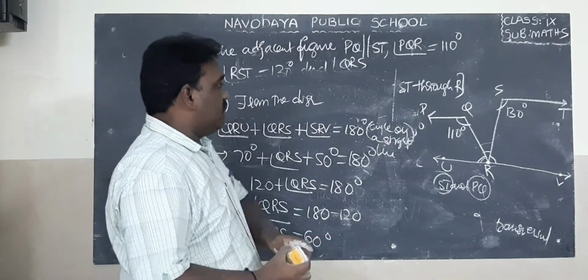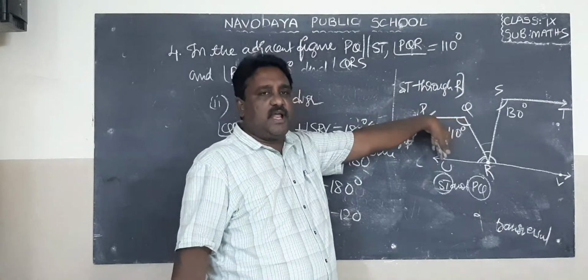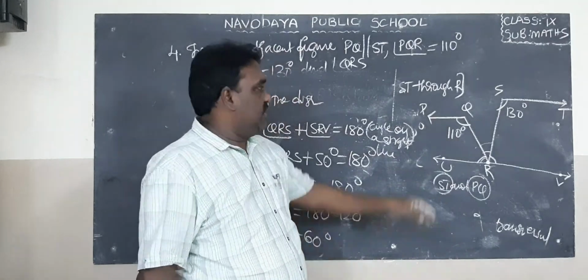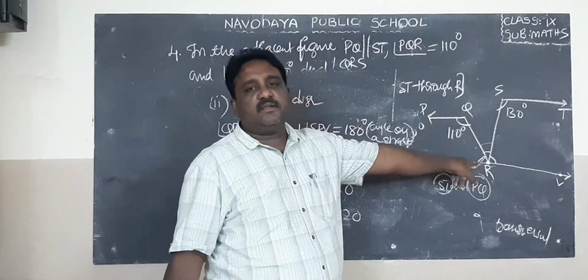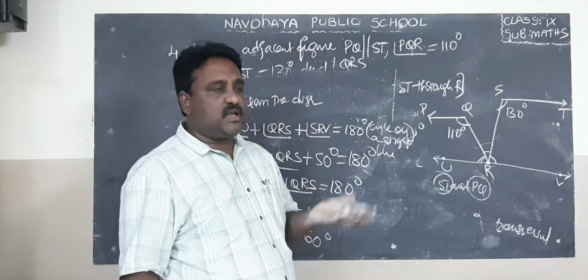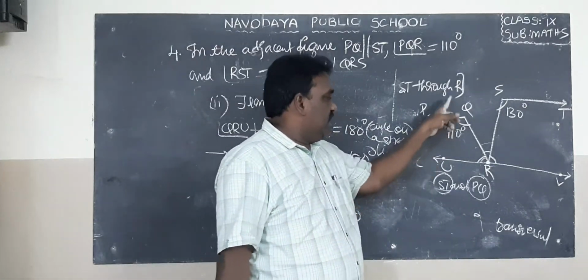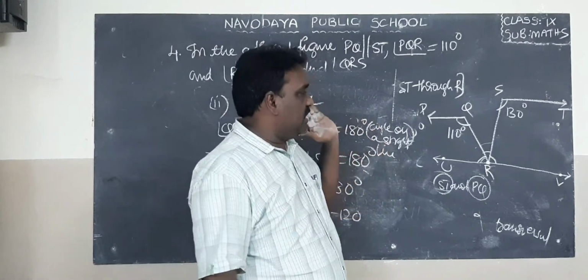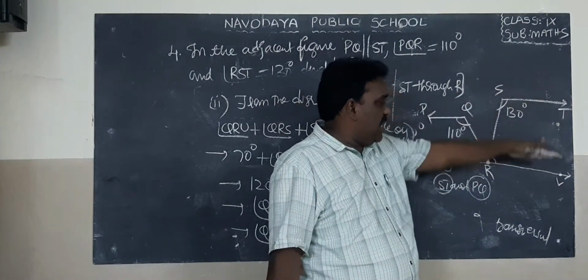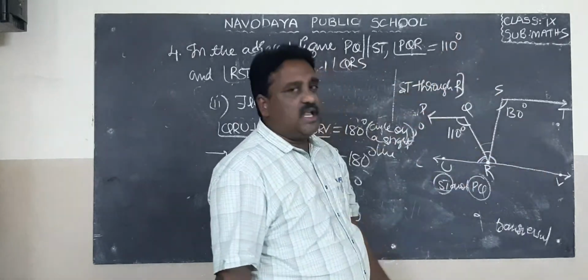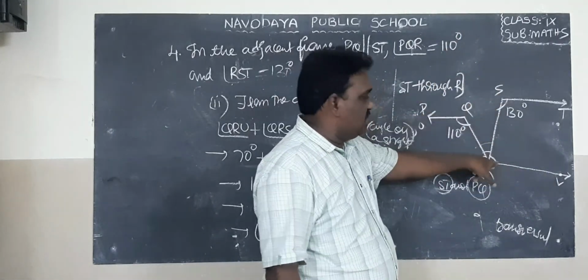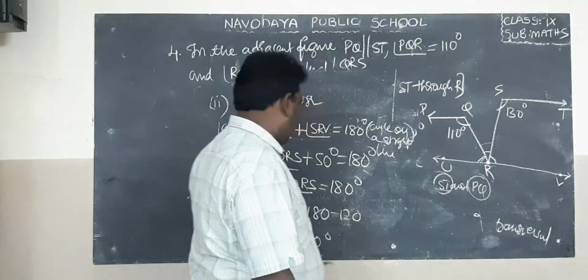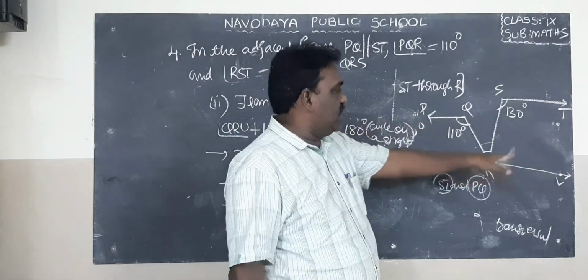So first what we did, left part of the diagram: PQ parallel to UR, QR is a transversal. Sum of these two angles is 180. Interior angles on the same side of the transversal. There we get angle QRU equals 70. Then come to the right side of the diagram: ST parallel to RV, SR is a transversal. Again sum of these two angles is 180. Then we get angle SRV equals 50.